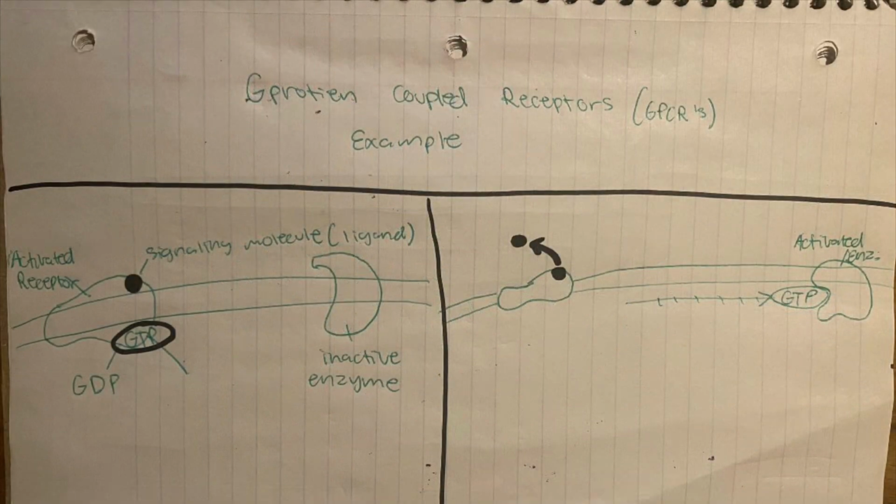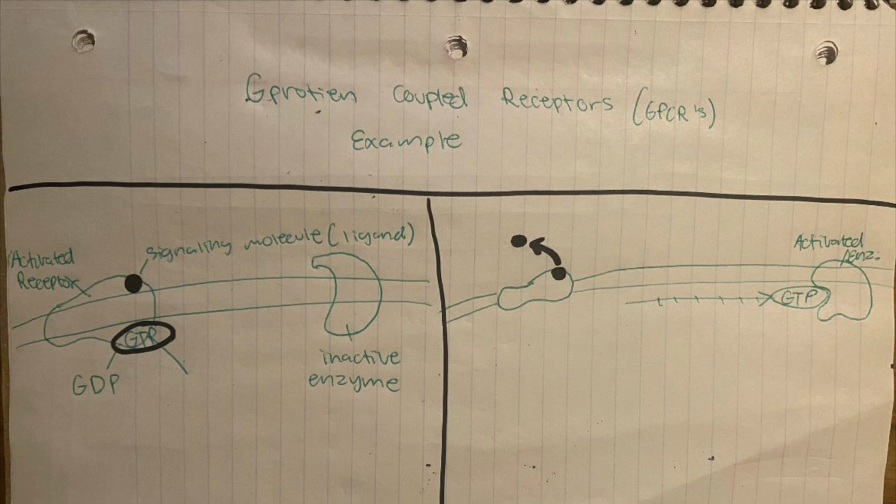As we move on to G protein coupled receptors, otherwise known as GPCRs, we have an example here that shows an activated receptor with a ligand attached to it. The ligand binds, and this causes the G protein to phosphorylate, where, as we can see here, the GDP turns into GTP, which basically just means it's adding a phosphate, to then go activate the enzyme.